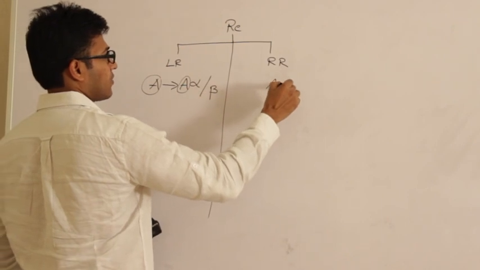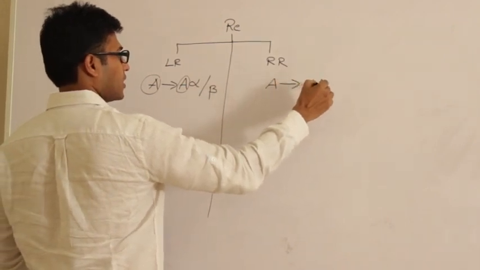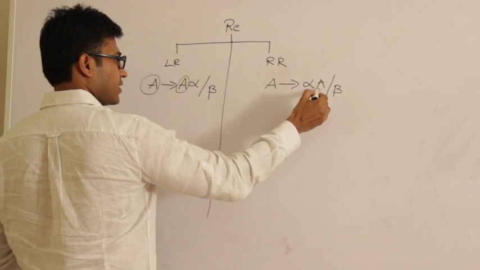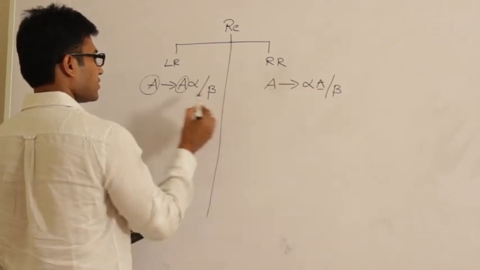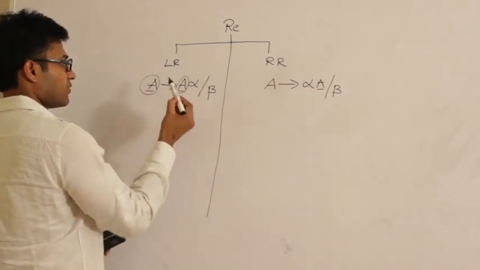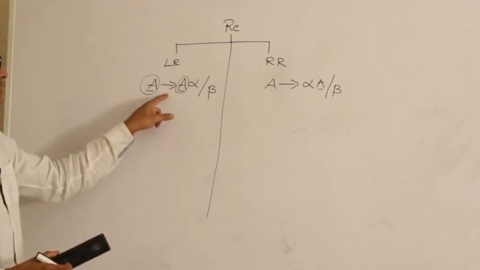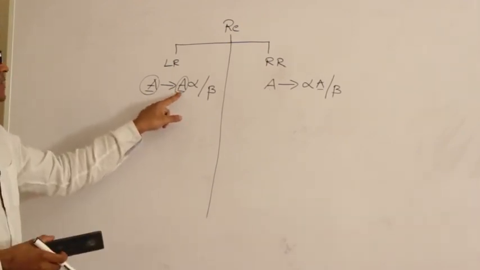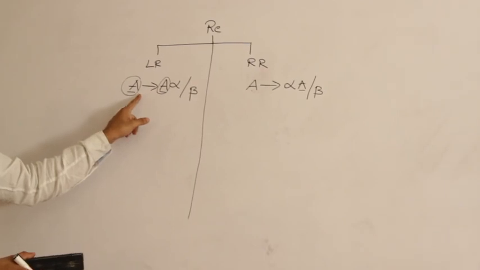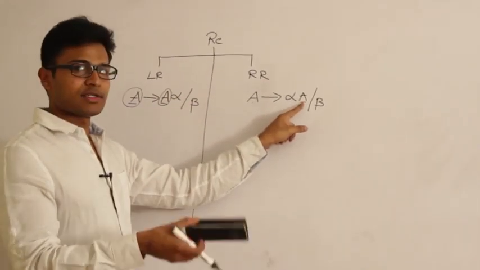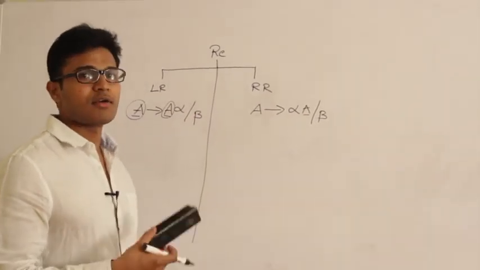Now, if I have A derives alpha A or beta, it is also a recursion, but this recursion is right recursion. So left recursion is if the leftmost symbol of the RHS is equal to LHS, then it is called left recursion. If the rightmost symbol of the RHS is equal to LHS, then it is called right recursion.